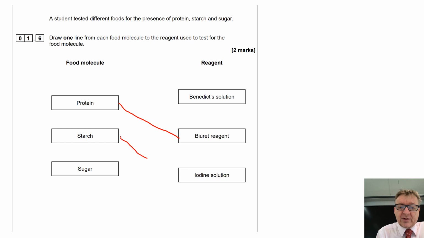Starch, that is also a perfect straight line. And sugar is also a perfect straight line, because what the examiner does, they look very, very quickly at it. And if there's loads of wiggly lines and stuff like that, they should still look at it, but you just kind of never know.